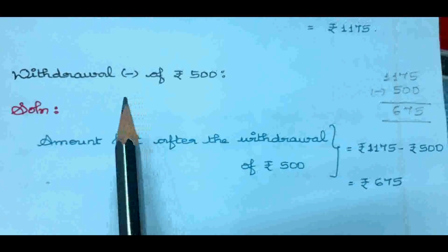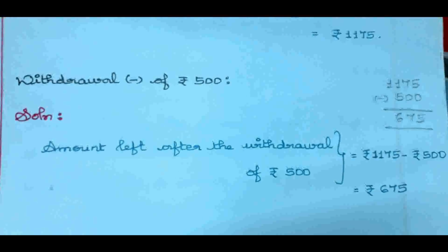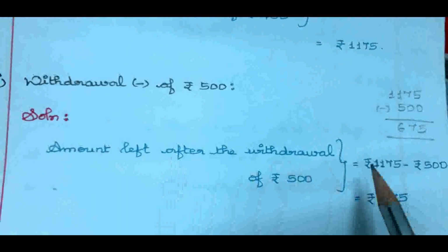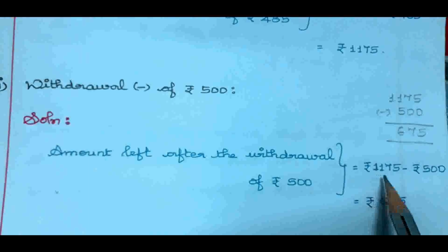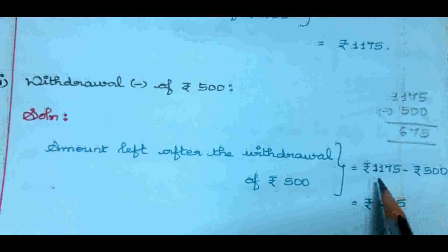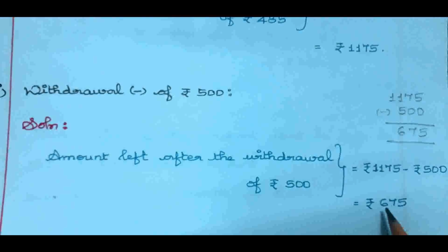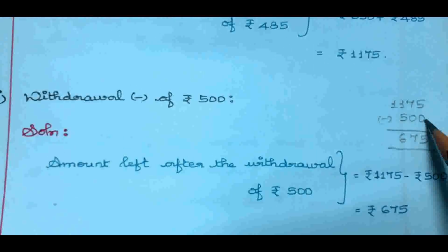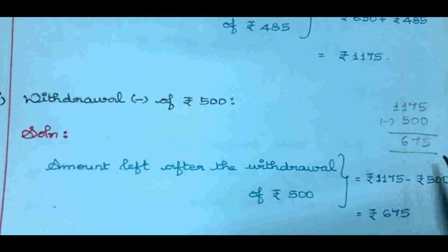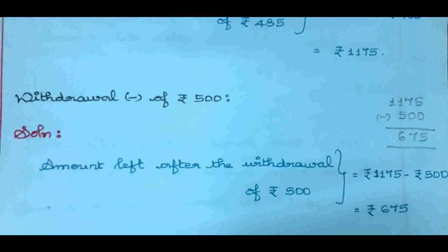So now the student is going to take 500 rupees for his usage. Withdrawal is nothing but taking the money out of the total amount. So already he has rupees 1,175. From that he is going to take 500 rupees. So when you subtract 500 from 1,175, you get rupees 675. So 5 minus 0 is 5, 7 minus 0 is 7, and 11 minus 5 is 6. Clear? Therefore the amount left after the withdrawal of rupees 500 is rupees 675.